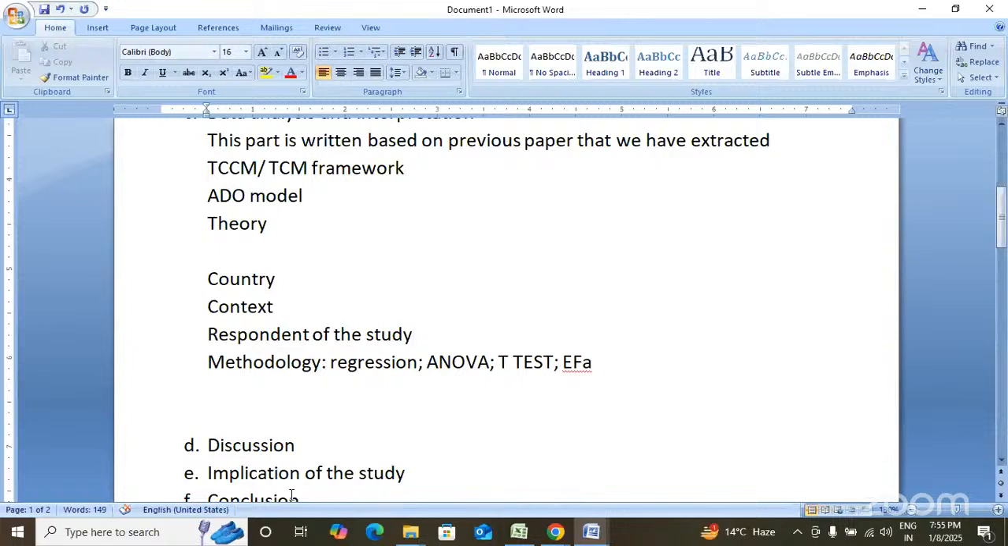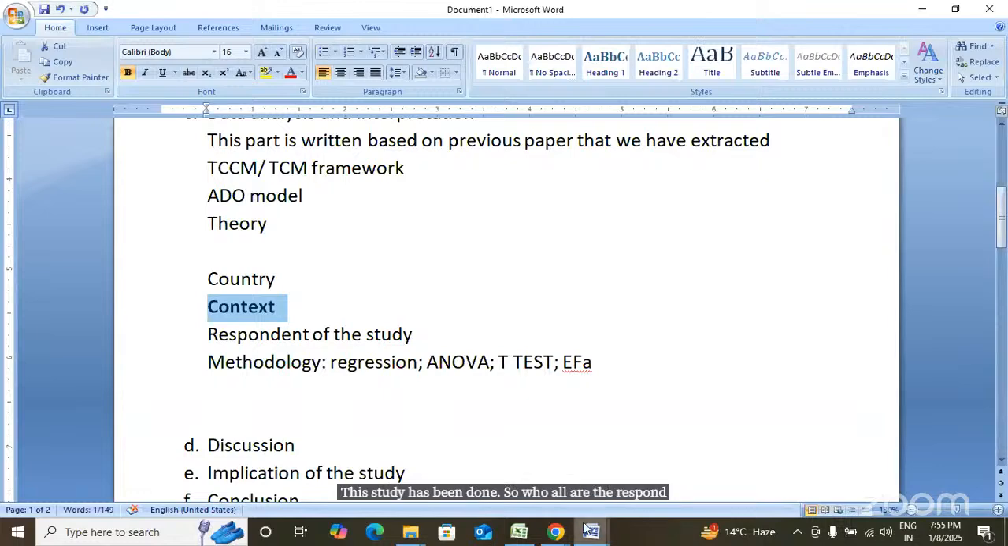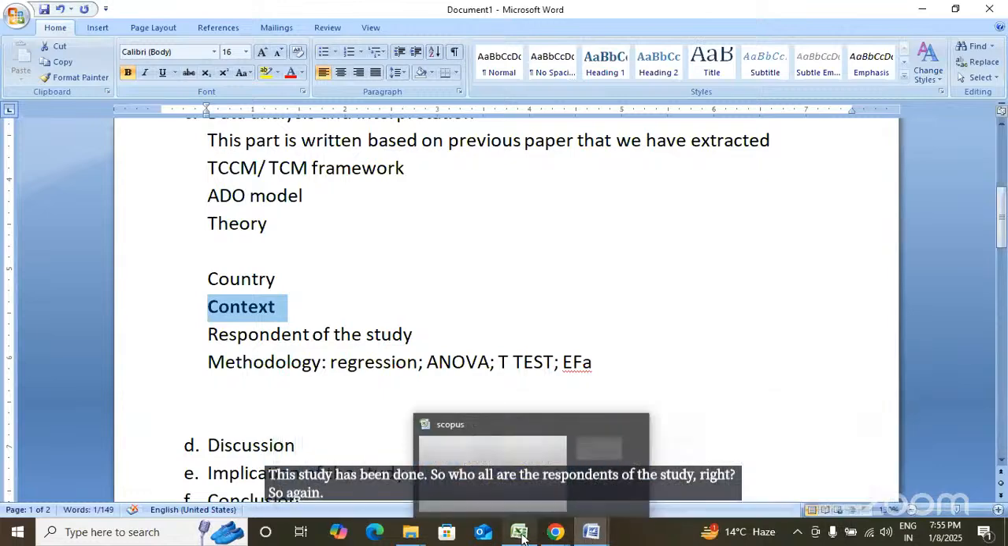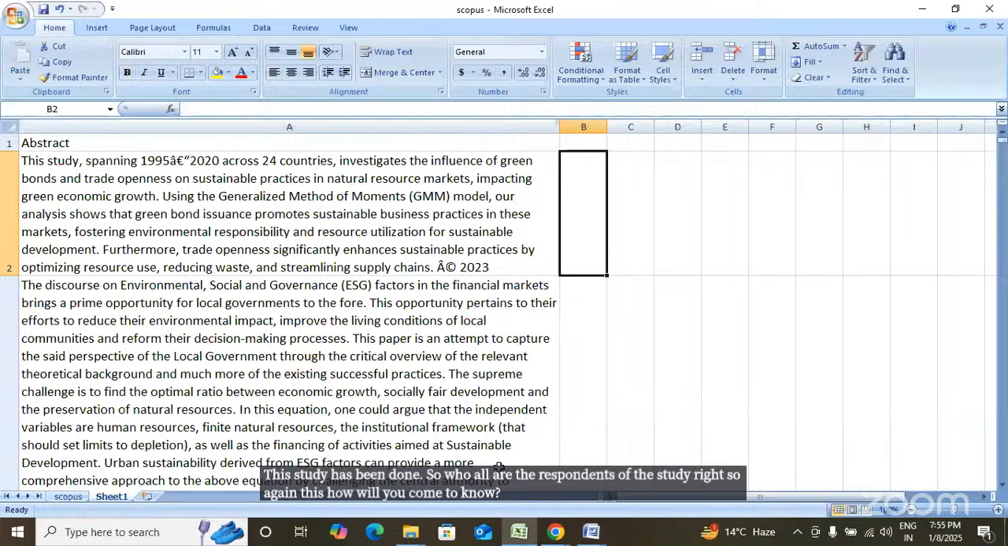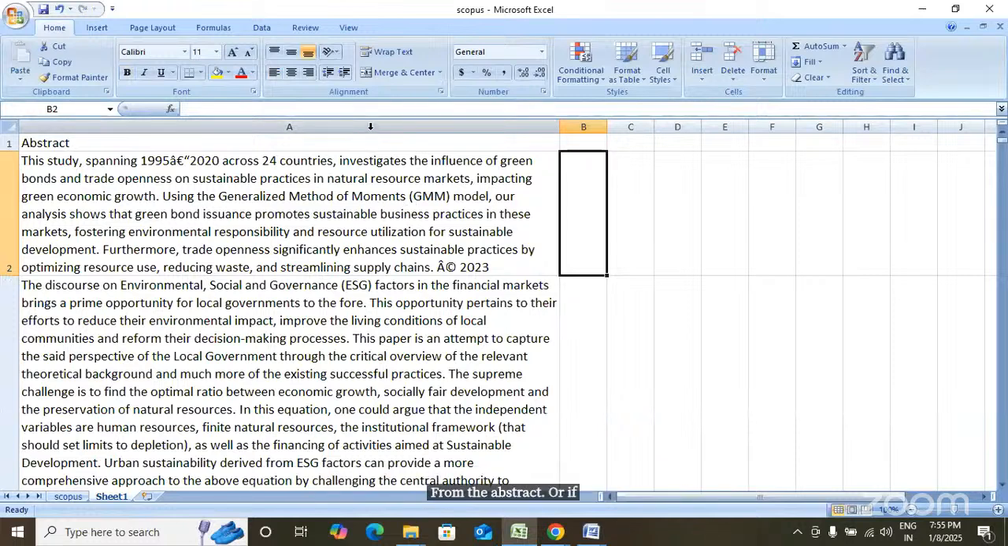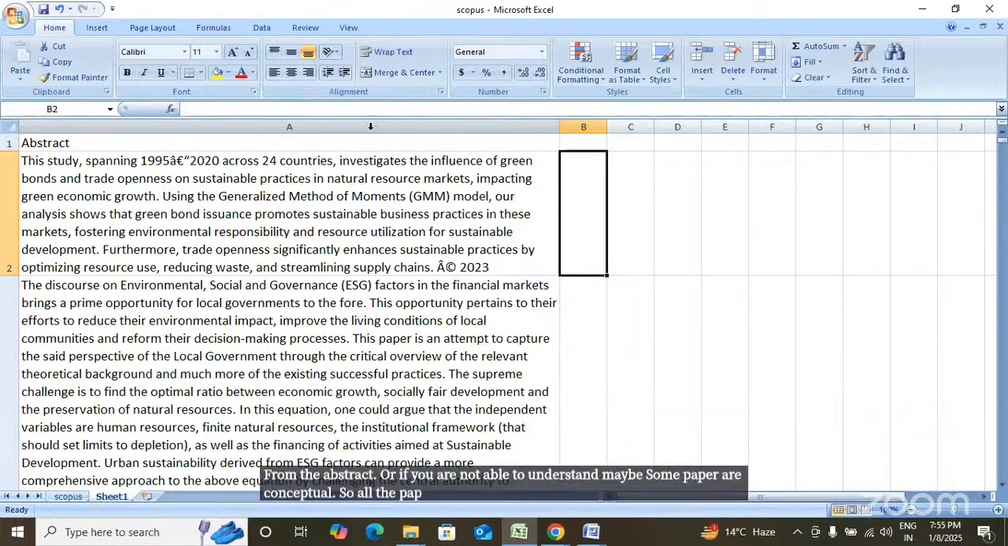Context means the context in which this study has been done. So who are the respondents of the study? How will you come to know? From the abstract. Or if you're not able to understand, some papers are conceptual, so all papers might not have this context aspect.